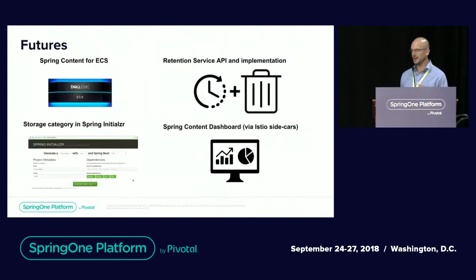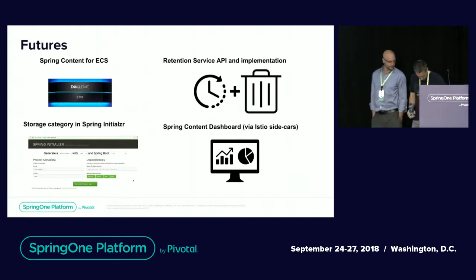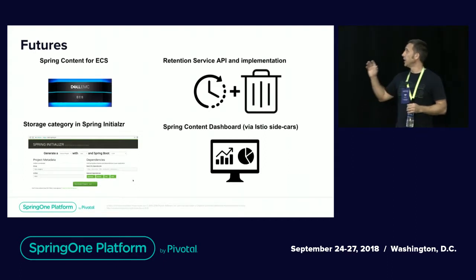So, I'm kind of done talking about what Cardinal Health was trying to do with this. So I'm going to hand it back over to Paul to talk about what his future direction is and some of the things you can help out with contributing to it if you'd like to. Thanks. Thanks very much, Doug. That was excellent.